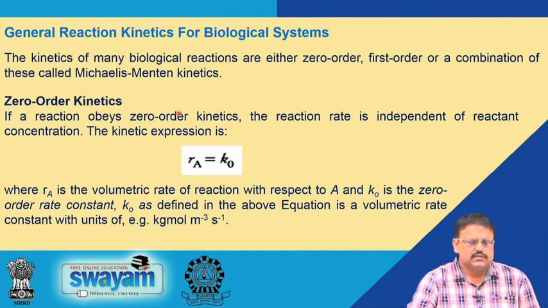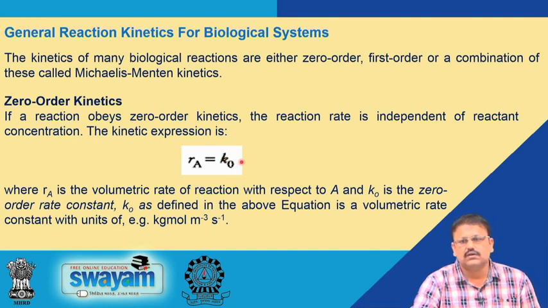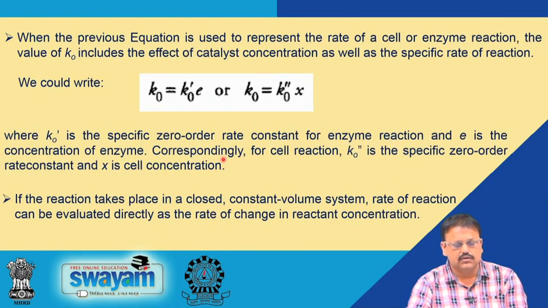Zero order kinetics is another important one for biological reactions. There the substrate or reactant concentration is not important; it is independent of reactant concentration, but this K0 value is defined by the above equation. It is the volumetric rate constant with units kg mole per meter cube per second, but this K0 value also depends on the enzyme concentration or the microbial concentration present.